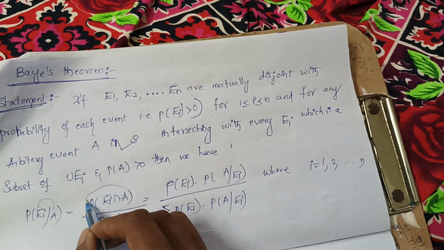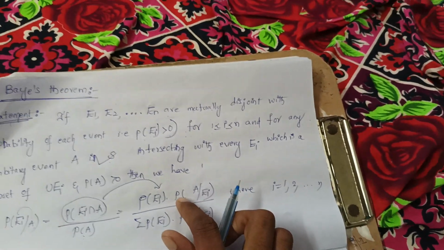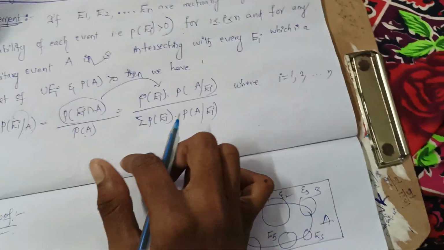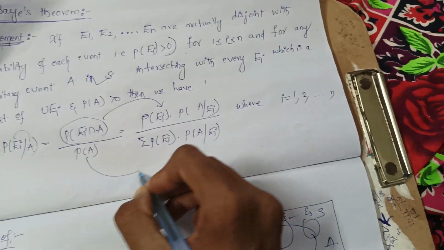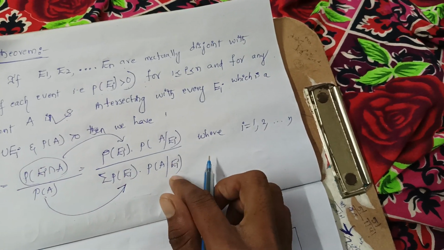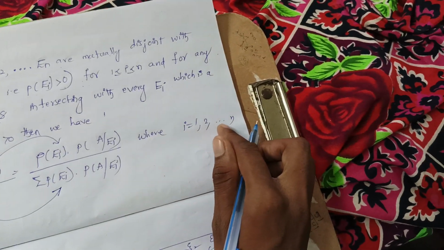So according to the multiplication theorem we have to prove this one. So the numerator proof is already over. Now our target, our main agenda, is to prove the denominator. That means P of A is equal to summation of P of Ei into P of A given Ei, where i is equal to 1 to n.